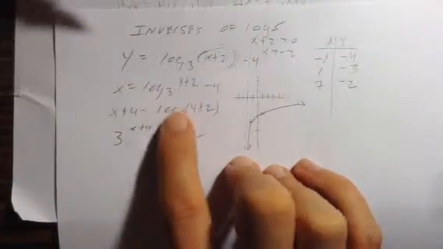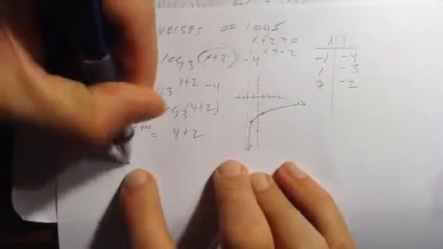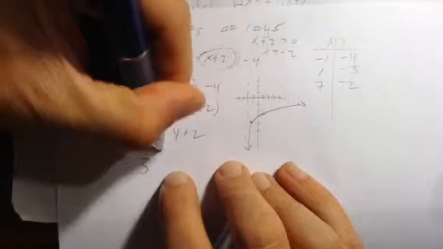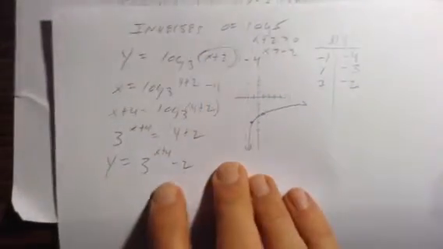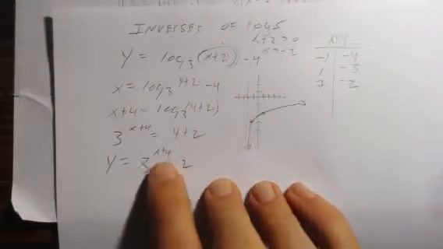3 to the x plus 4 power is equal to y plus 2. And notice I lost my log right there. Now I'm at a minus 2. So basically what I'm saying again is y equals 3 to the x plus 4 minus 2. Here we go. That's an exponential function.